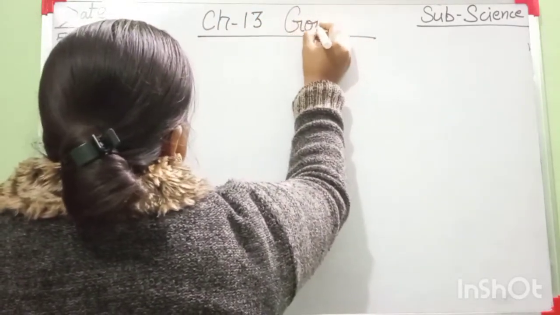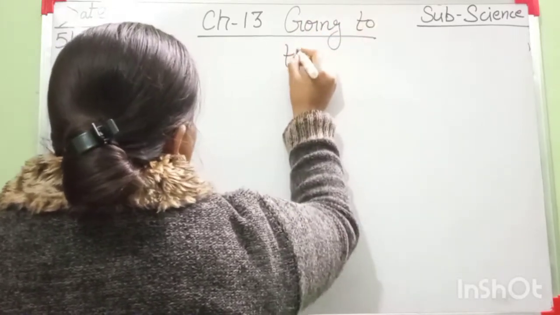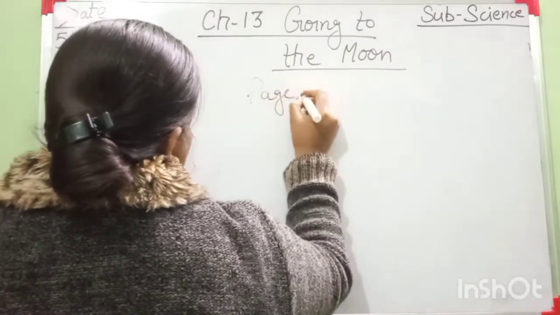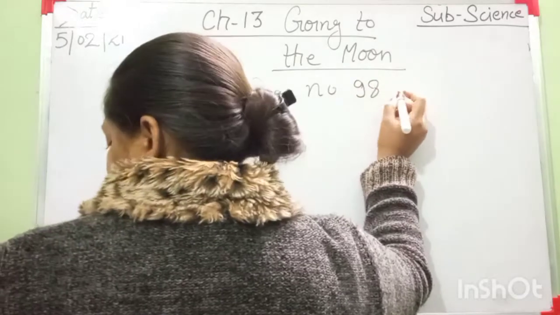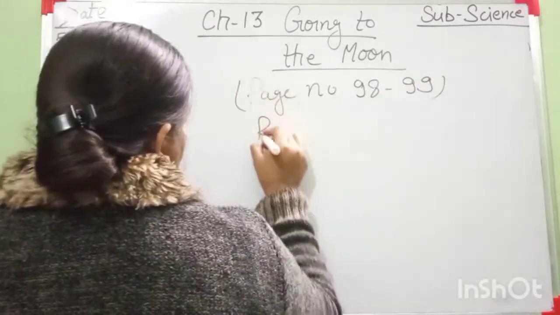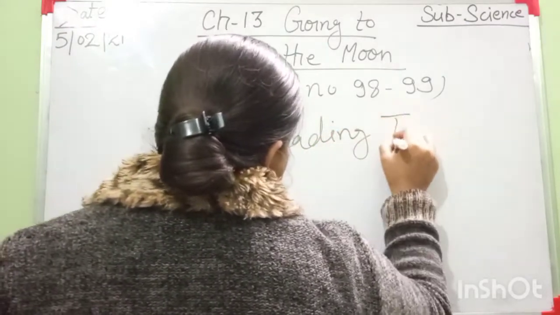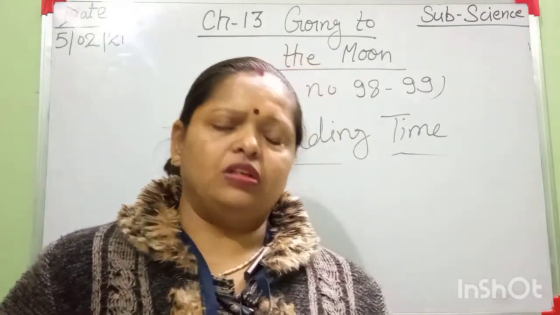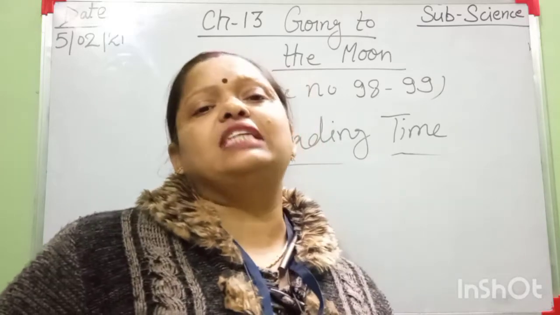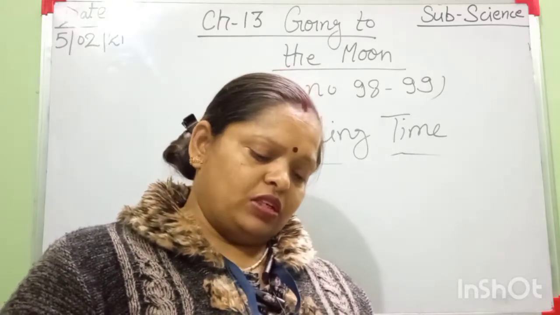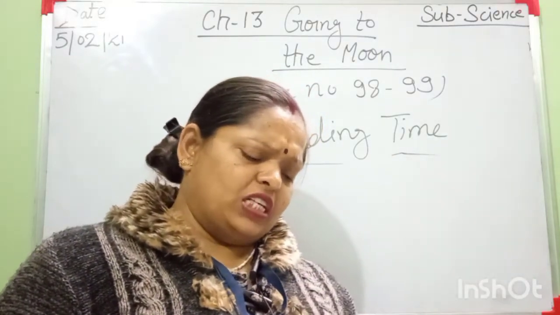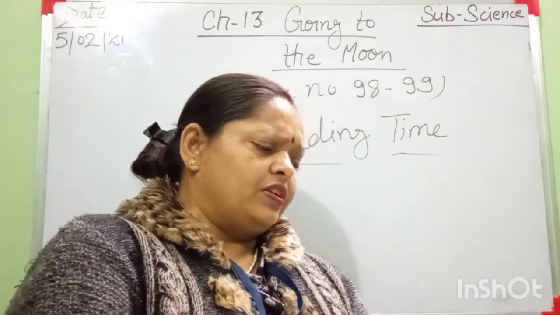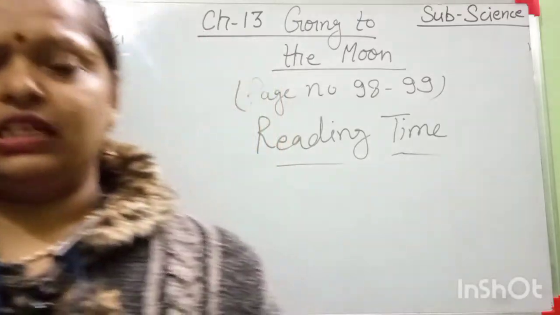Going to the Moon. Page number 98 to 99. Today we are reading this chapter now. Reading time. I hope all of you have opened your book. In this chapter we will discuss the moon. It is our natural satellite. And the phases of the moon, and some points about our earth. This is a very good chapter. So everyone open your book, page number 98.